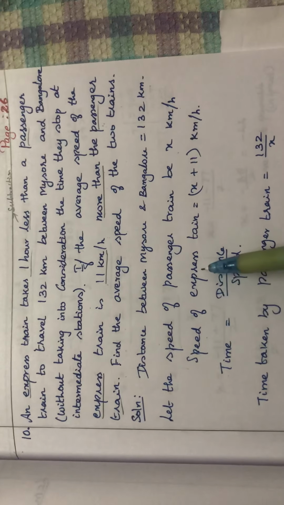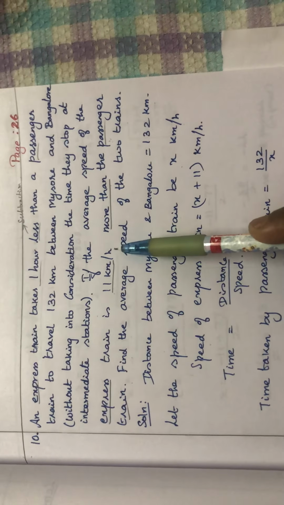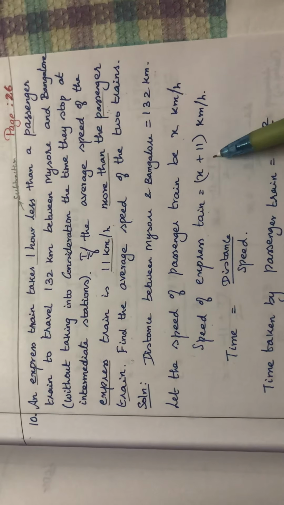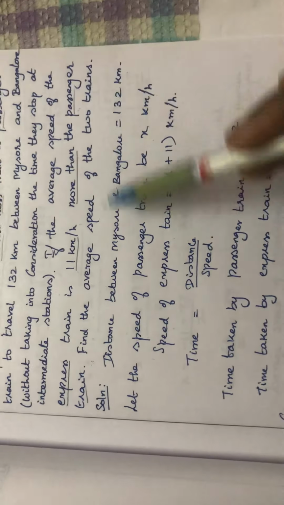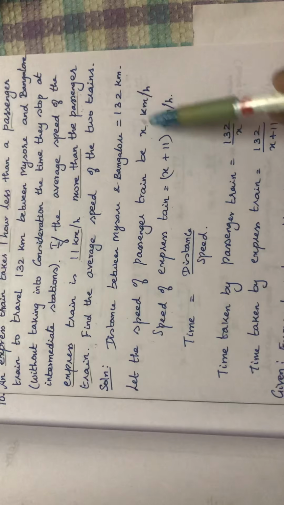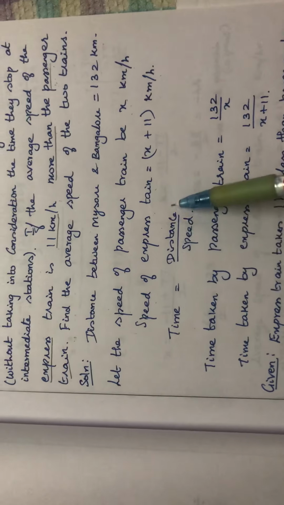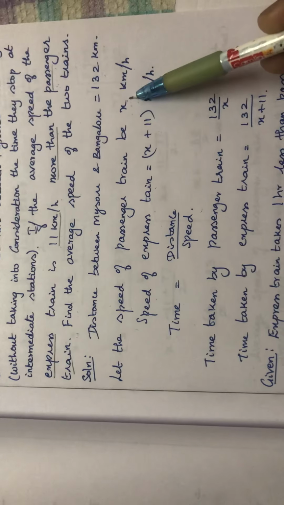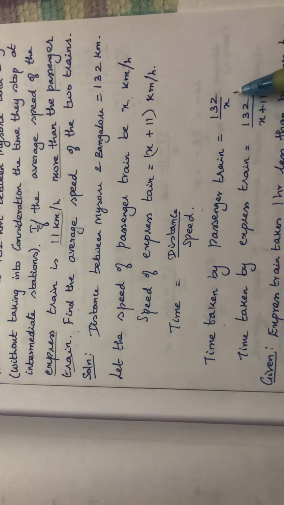So then what will be the speed of the express train? It is given that the express train is 11 km per hour more than the passenger train. So this is x, means the express train will be x plus 11 km per hour. So whatever this relationship, accordingly we have to decide which is x and which is more related to that. So for the passenger train, first we assume it as x, then express train is x plus 11. We know the formula, time is equal to distance by speed. So distance is 132. For the passenger train, speed is x. So time taken by the passenger train is 132 by x.